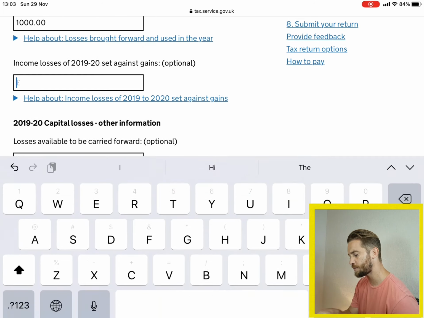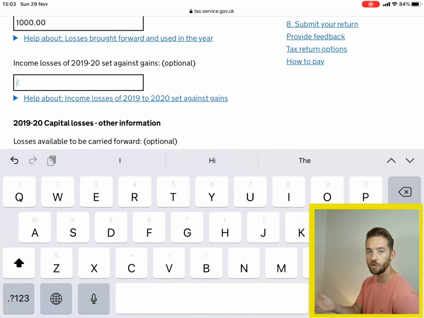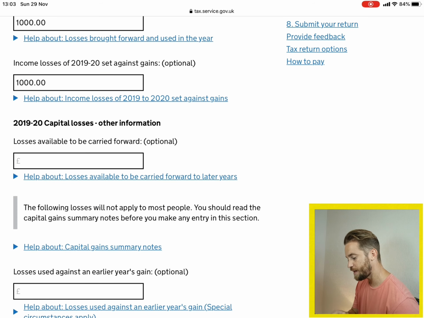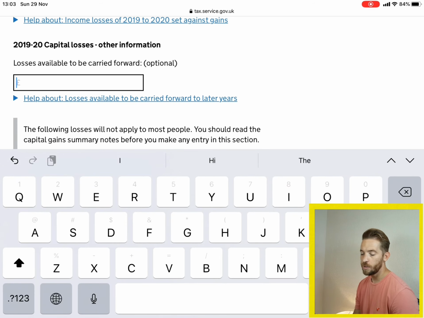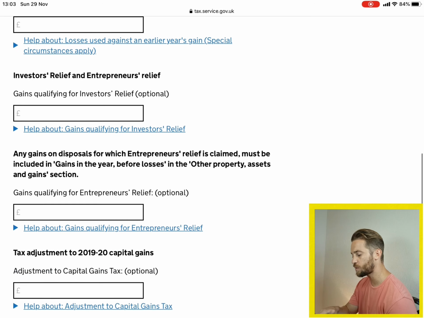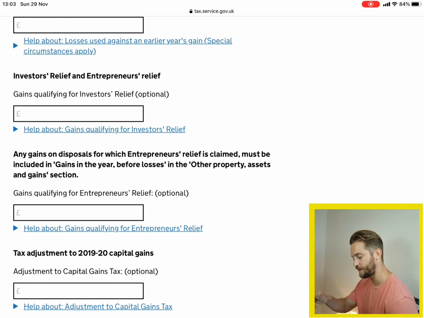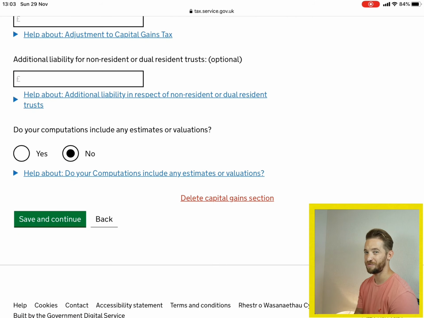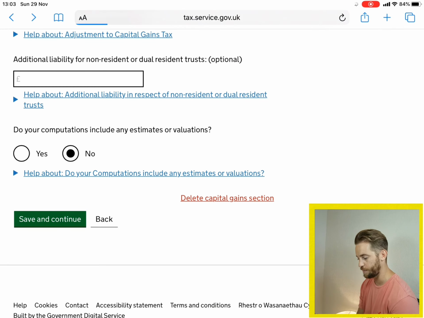You also have income losses of this year to set against the gain. So if you do have any losses, again, you could enter it here. Let's put another 1,000 in. And then losses available to be carried forward. So if you utilise all your losses in this current year and you've still got more to carry forward, this is where you would enter it, okay, so that you can then utilise them against future gains. And you've got gains qualifying for investors relief, entrepreneurs relief, capital gains, adjustments, etc. Again, most of it's not going to be relevant because we don't really qualify for those reliefs, but just so you know, there is this extra page in between.